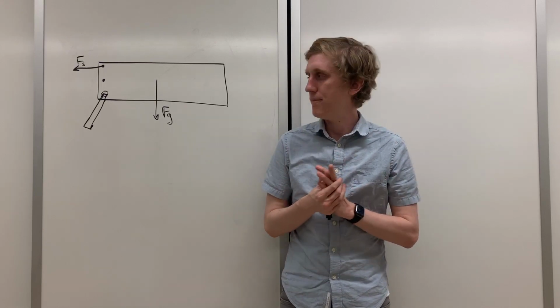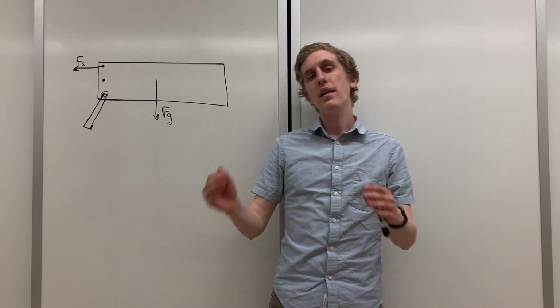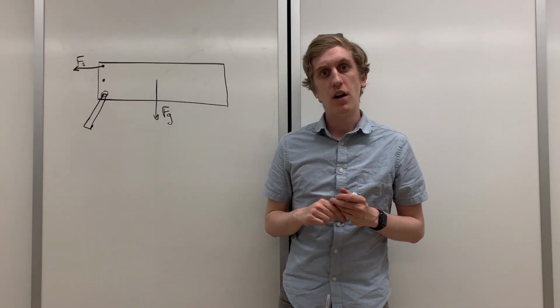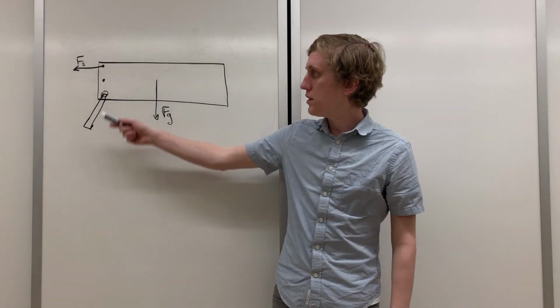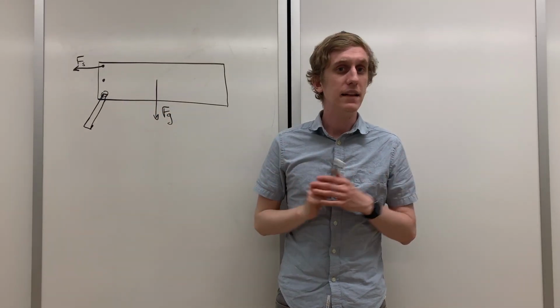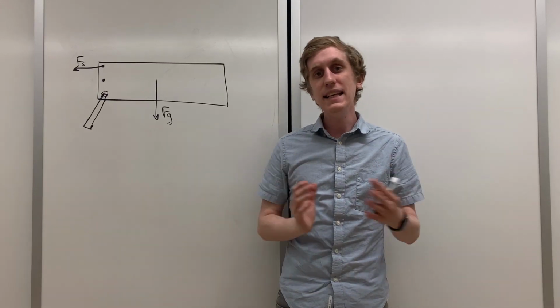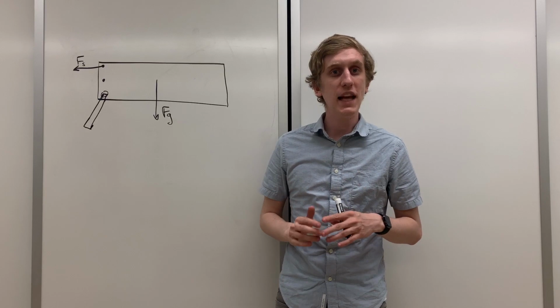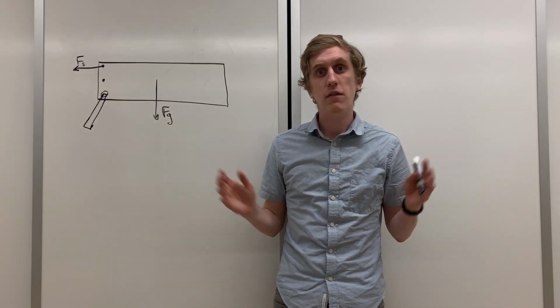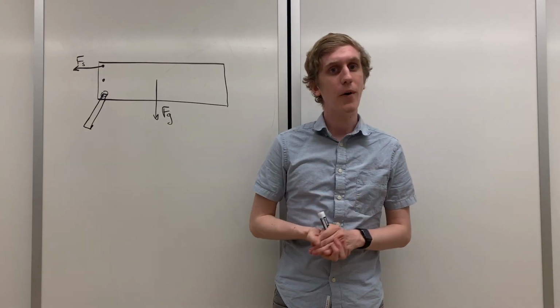Why is that? Well, we know that torque is related to the strength of the force as well as its distance from the center of rotation. If a force is acting here at the pivot, how far away is it from the center of rotation? Well, the pivot is the center of rotation, so a force acting here is zero distance from the center. Because it's zero distance, it provides zero torque.